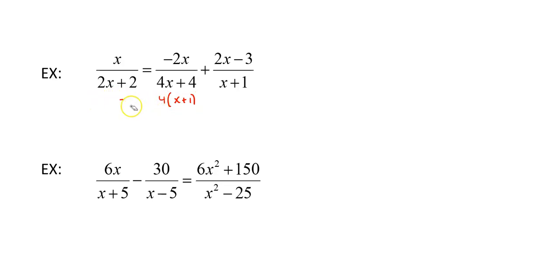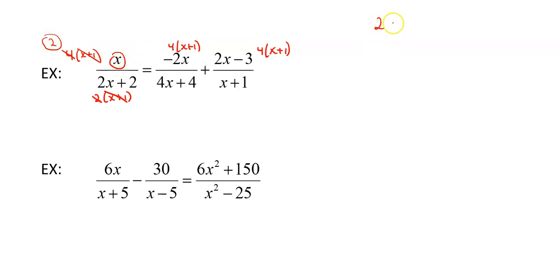So if I multiply top and bottom by 4 times x plus 1, let's clear out a little space here. Multiply this by 4 times x plus 1, multiply this by 4 times x plus 1, and multiply that by 4 times x plus 1. Well, we already said that this was 2 times x plus 1. So here, the x plus 1's go away. 4 divided by 2 is 2. So all we're left with in the first term is the 2 and the x.